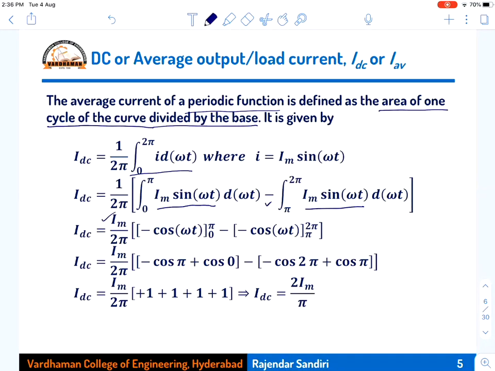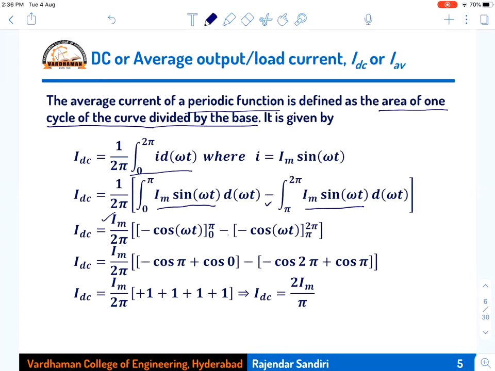If you take Im common and integrate sin omega t, the integration of sin omega t is minus cos omega t. So minus cos omega t with limits 0 to pi, minus again the integration of sin omega t in the second term, which also is minus cos omega t. The integral limits are pi to 2 pi.